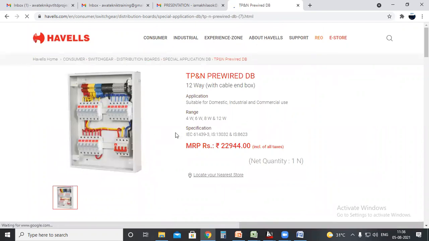Can anybody say the number of ways from the picture? The type of distribution is already written, but can anybody say the number of ways from the picture?